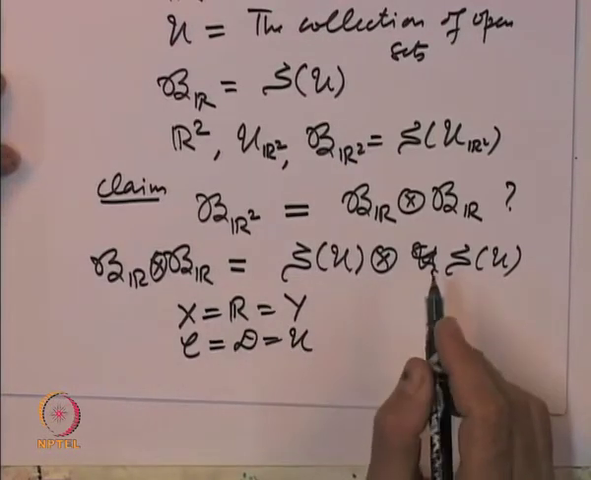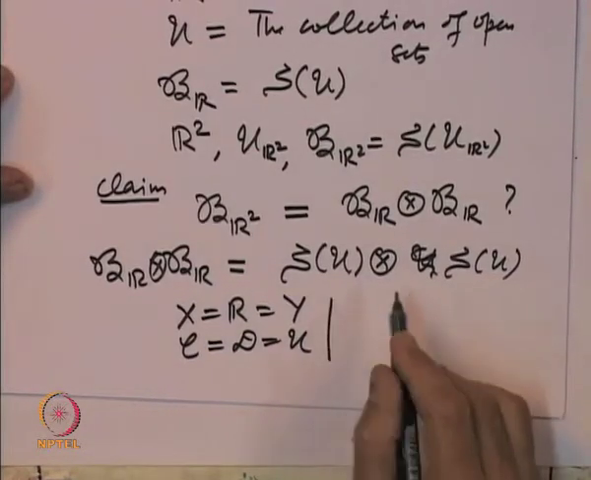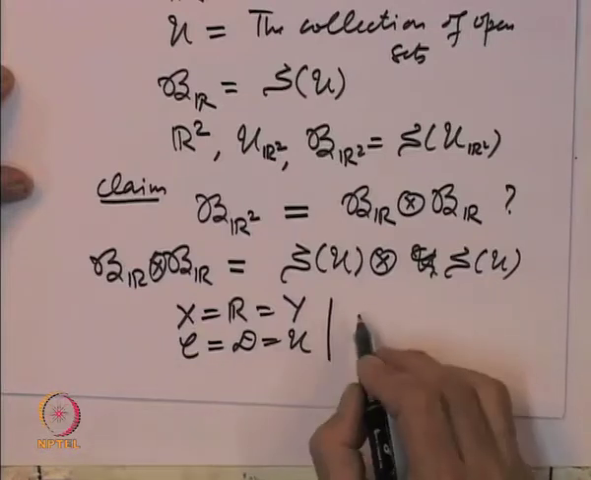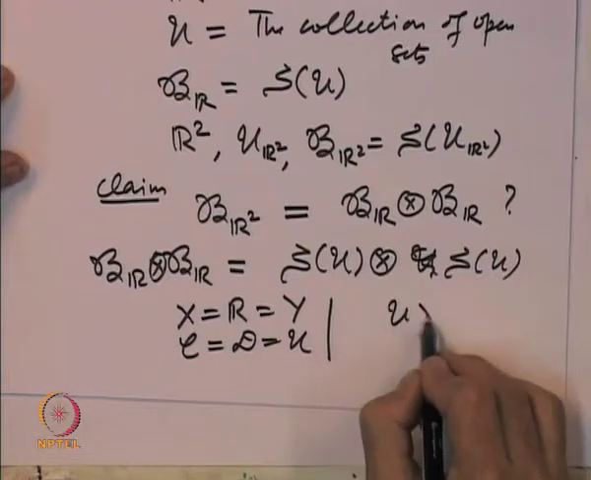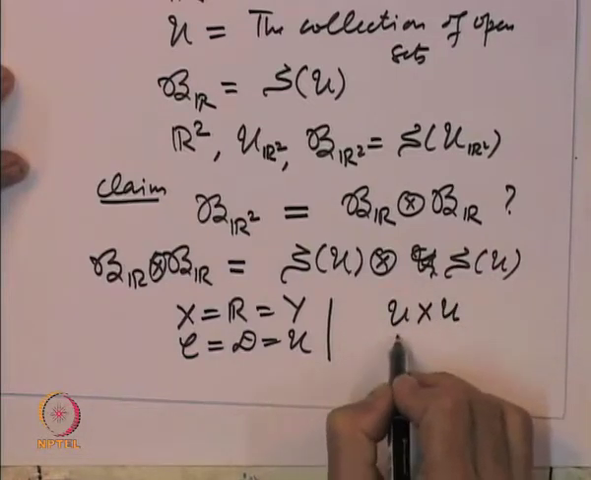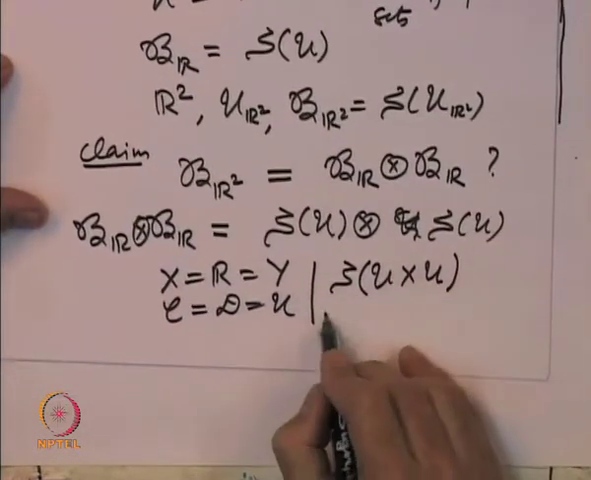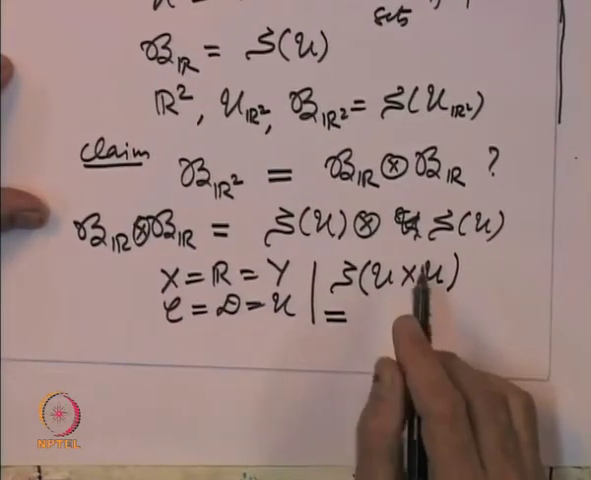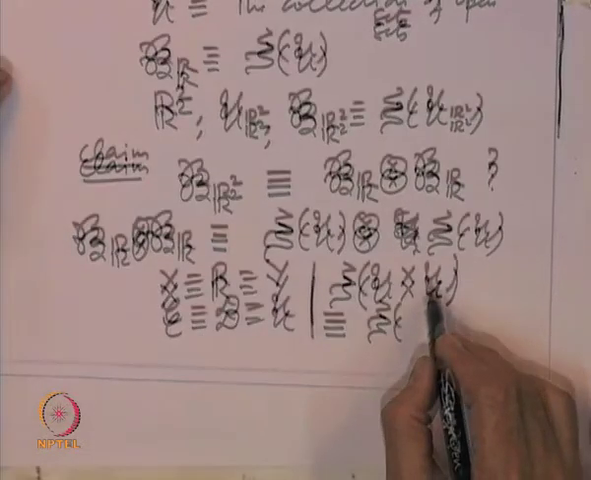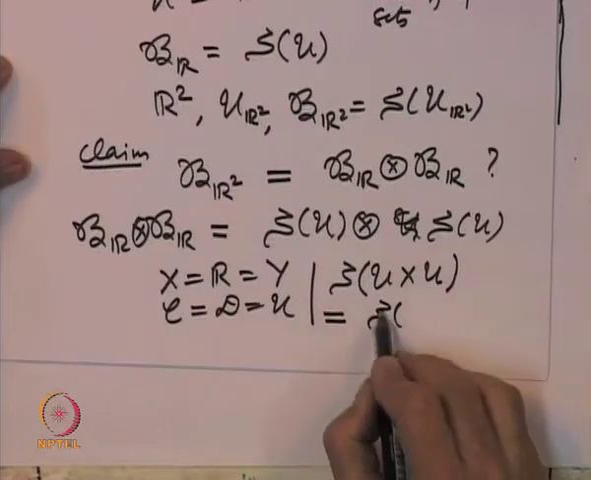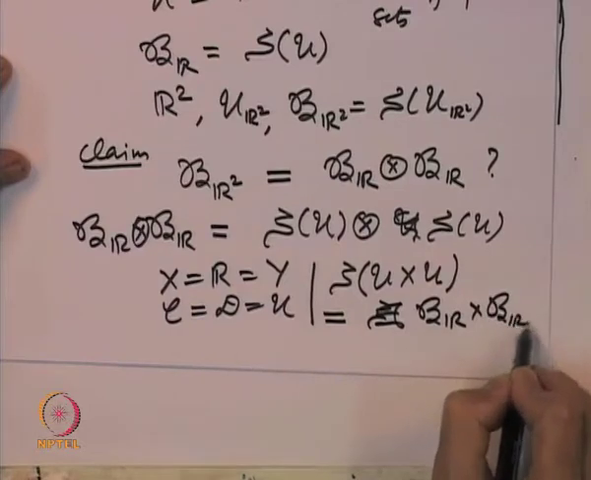So, our previous theorem will imply that if we look at C cross D, that is U cross U, and then look at the sigma algebra generated by it, that must be equal to the sigma algebra B of R cross B of R.